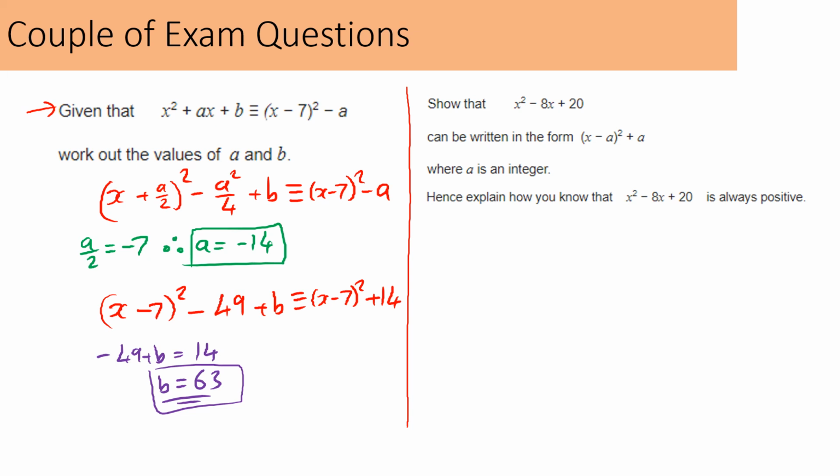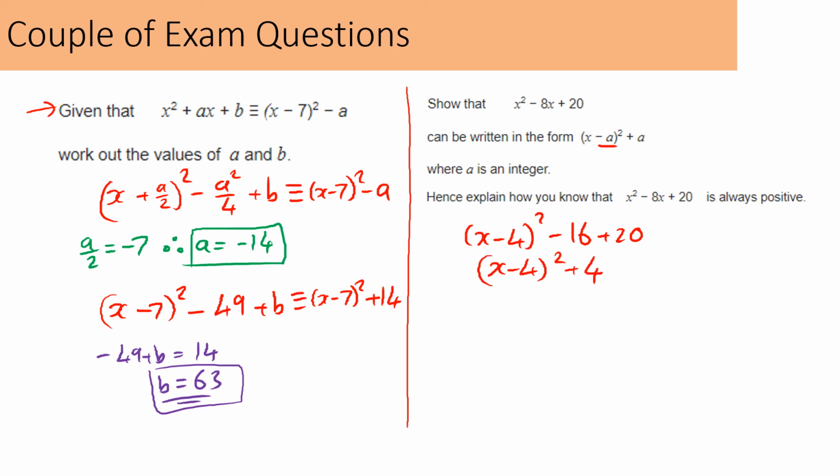What about the second question? Well, this again is a completing the square question. It's saying show it can be written in this particular form. So we can do that dead straightforward. Halve it, take it away, so 4 squared is 16. And then we've got a plus 20 on the end that we need to think about as well.